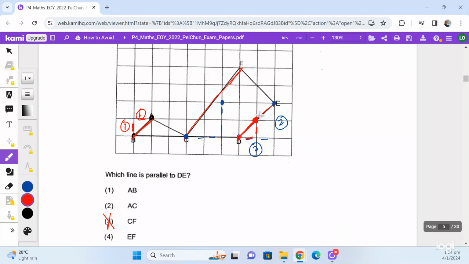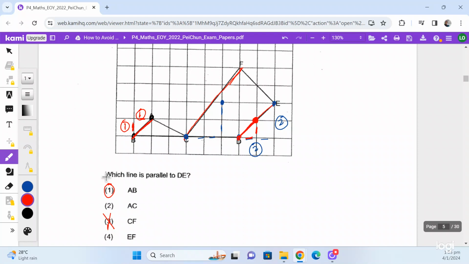Because the line passes through the corner and they have the same pattern, so what happened? These 2 lines are parallel. So your answer will be AB. So this is how you prove whether the lines are parallel. You cannot use your eyes to assume. You have to count the squares to find a pattern, and then use that pattern to test another line to see whether it follows the same pattern. If it doesn't follow the same pattern, then they are not parallel.